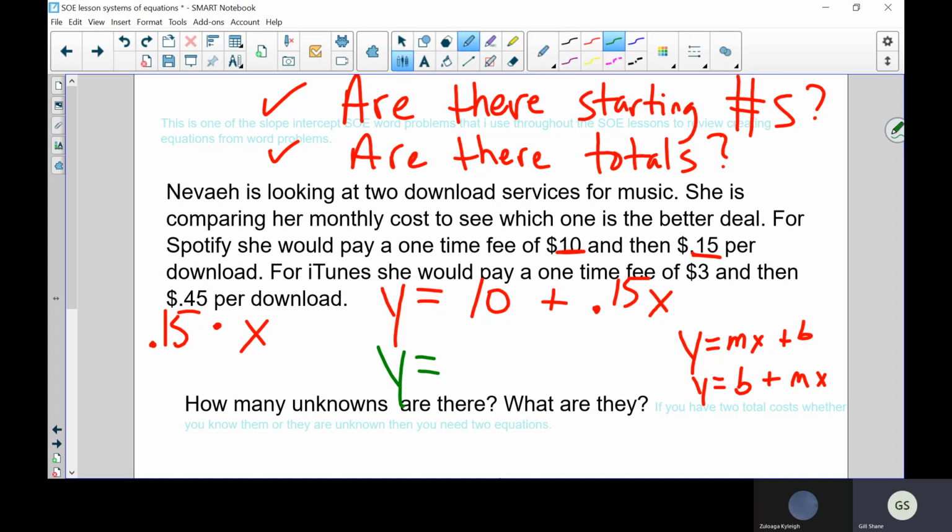So what's the equation then, real quick, for iTunes? Y equals what? 3 is my startup number. I'm going to pay 3 before I even start downloading. I'm going to add to that 45 cents per, which means times the number of downloads, which is what X represents, the number of downloads. You do have to define the variables, I think, in one problem. Other than that, I tell you how to define them. So that's it. That's your equation.